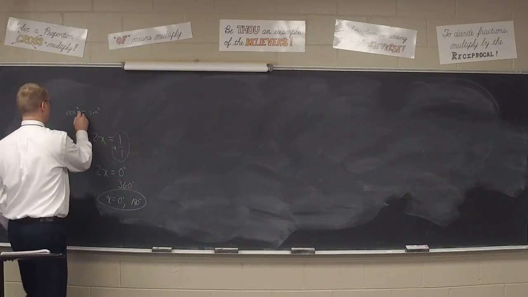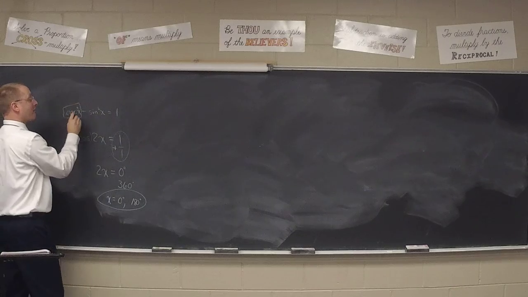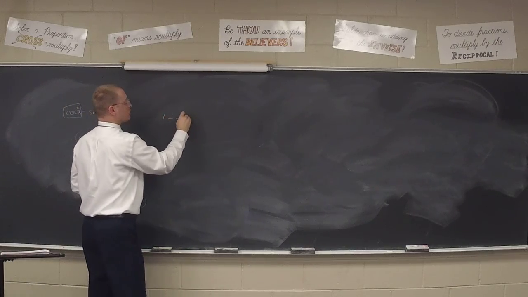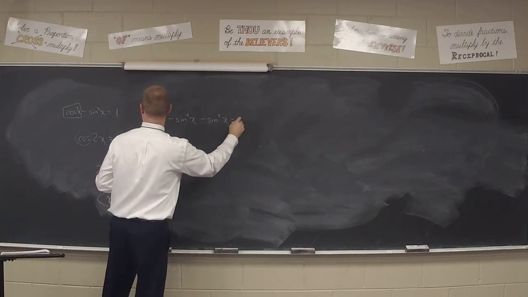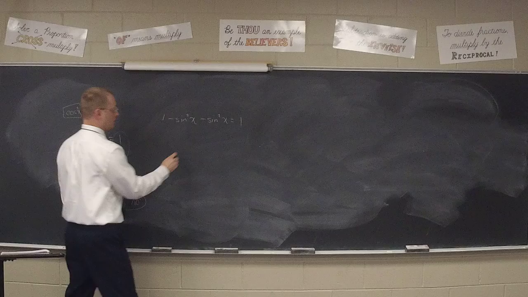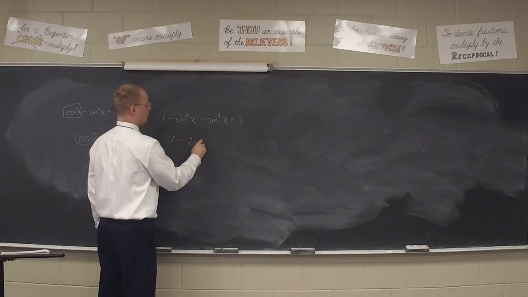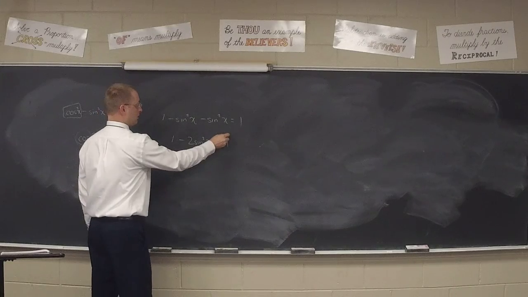I was changing the cosine squared to 1 minus sine squared. Ah, very good. So we could say 1 minus sine squared chi minus sine squared chi equals 1. Then what did you have to do? Then I combined and got 1 minus 2 sine squared chi equals 1, and it moves the 1 over, and it becomes 0.